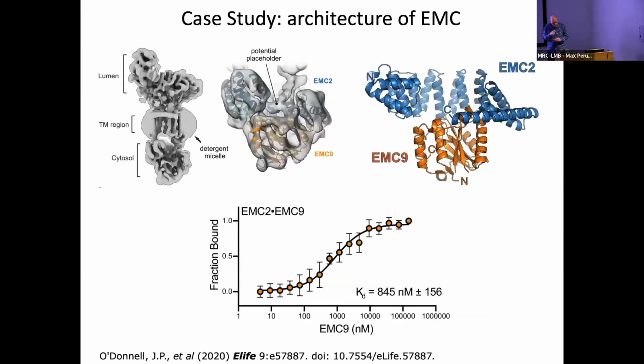So here's an example from the Hegde group. They're working on the EMC complex. They got this cryo-EM structure, into which they fitted the crystal structure, and you go, well, it's a bit here and a bit there, is this really real? Is the orientation right? Have they got these two things together? So they took two of the components they thought were in the complex, EMC2 and EMC9. They labeled the EMC2, and by MST could then find out what the binding constant is. So they're sure that this was really part of the complex.